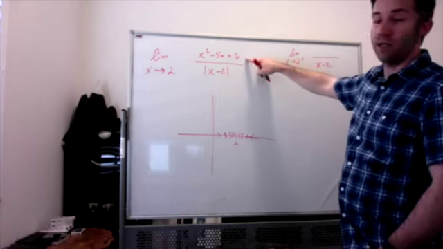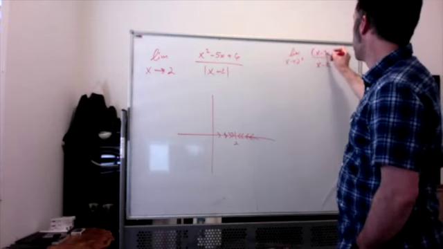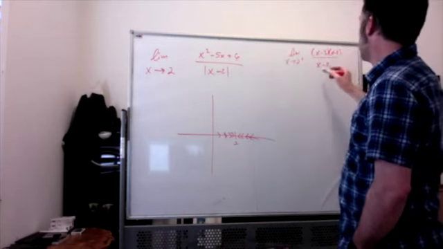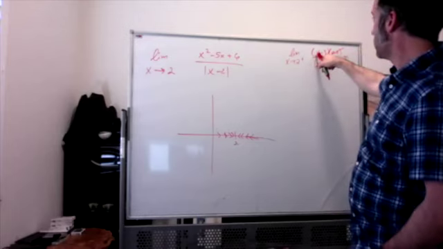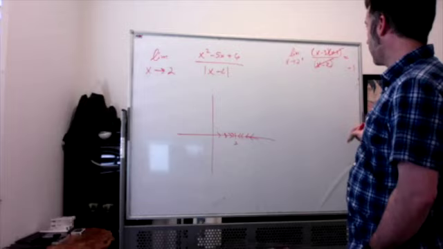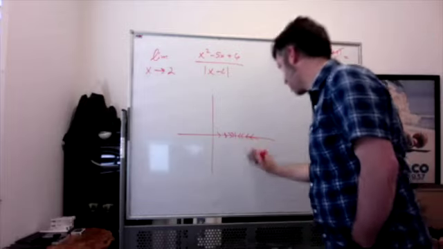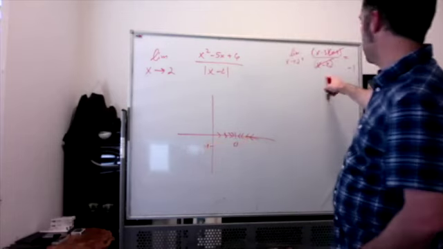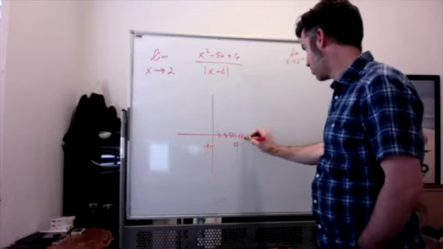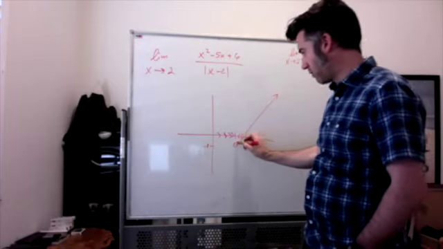And the numerator does factor as x minus 3 times x minus 2. Those x minus 2's cancel. So you get 2 minus 3, which is negative 1. So if we approach 2 from the right, the limit's going to be negative 1. And yeah, it looks like this. So we're approaching 2 from the right, we get negative 1.